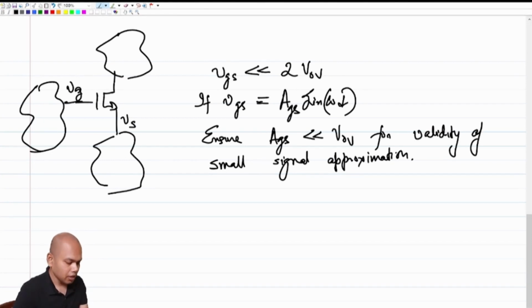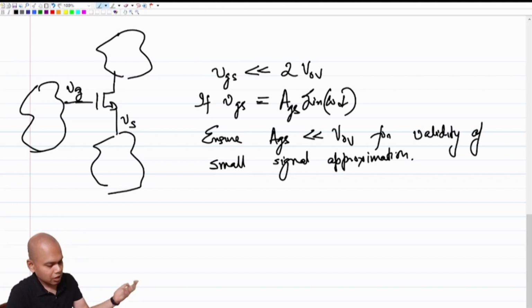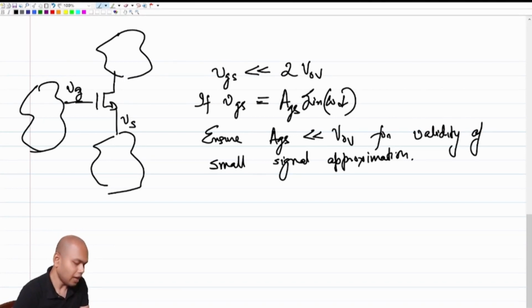Now one might ask what is much less, whether 10 times less or 100 times less is much less. That depends on the application, right? Whatever circuit you are designing for a certain application, that application will have a specification for what this much less is, and you will have to design your circuit based on the requirement of that particular application. Okay. So let's move on.